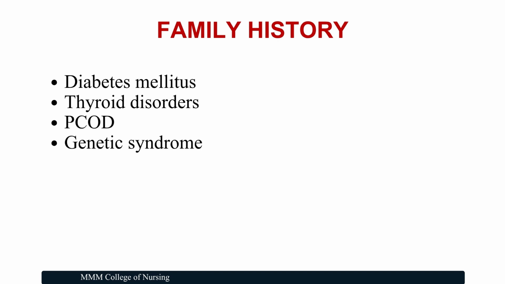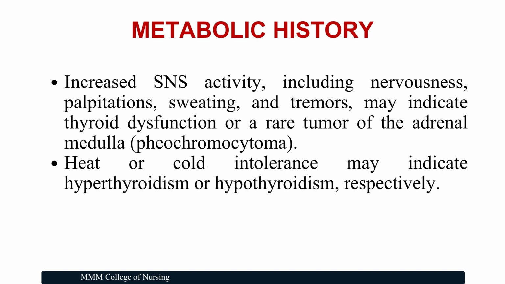Next one is family history. Quickly ask about diabetes, thyroid disorders, PCOS, and any genetic syndromes in the family. Mainly type 1 and type 2 diabetes you have to ask. Then next is the metabolic history. We have to ask whether the patient is having any nervousness, palpitations, sweating, or tremors occurring together. The cluster points to hyperthyroidism or rarely to pheochromocytoma, which is a tumor in the adrenal medulla that secretes excess amounts of adrenaline.